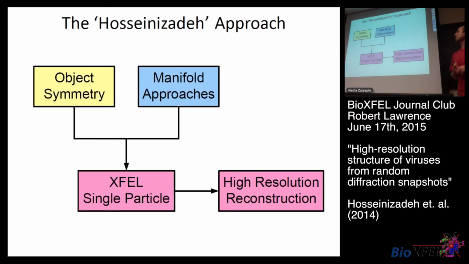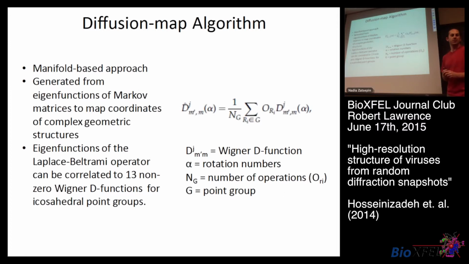So the whole objective of this paper is to use symmetry operations for the objects that we're looking at and combine those with manifold approaches for data analysis to process XFEL data to produce higher resolution reconstructions. And the manifold approach that they use is a diffusion-map algorithm.